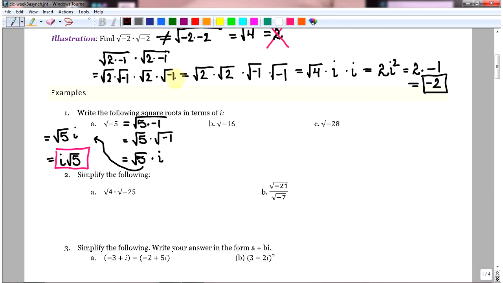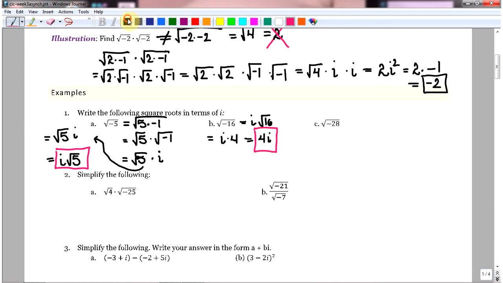Okay, so applying that to example B. The square root of negative 16 means I can take an i out, and I'm left with the square root of 16. Well, the square root of 16 is 4, so we just have i times 4, which we would write as 4i, just like we would if we had x or any other variable. Okay, let me stay consistent with identifying my answers here.